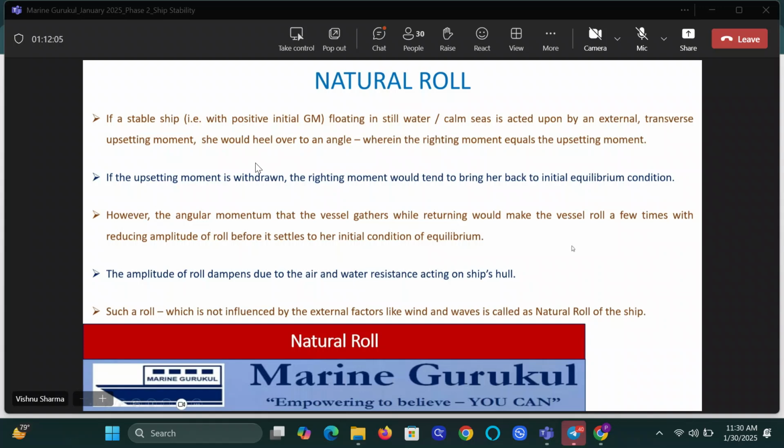Such a roll, which roll? After the upsetting moment was withdrawn. Such a roll, which is not influenced by external factors like wind, waves, or the inducing element, is called the natural roll of the ship. So you understand what is meant by natural rolling, guys? Is that clear? Very simple, straightforward. Yes, sir. Okay.